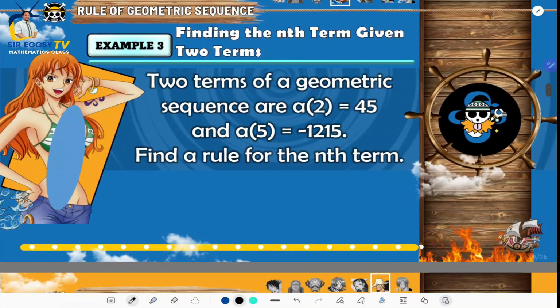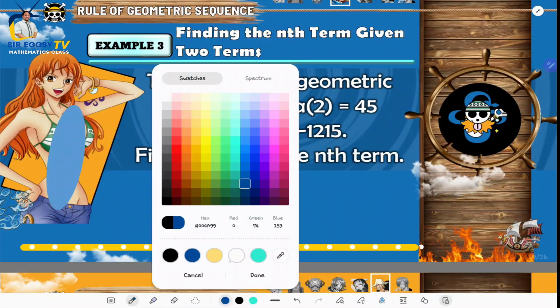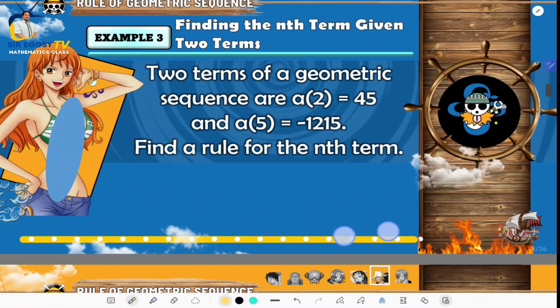Okay, next, let's have the example number 4. Finding the nth term of the given two terms. So this time naman, a sub 1 is not given, common ratio is also not given. So what we are going to do is to find the a sub 1 as well as the common ratio, since we are looking for the nth term of the sequence. Now, in this problem, this is very easy because you have already a sub 2, which is equal to 45, and a sub 5, which is equal to negative 1215.